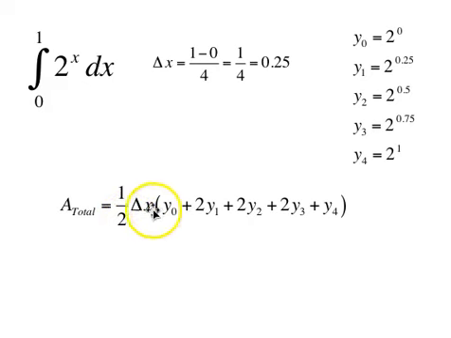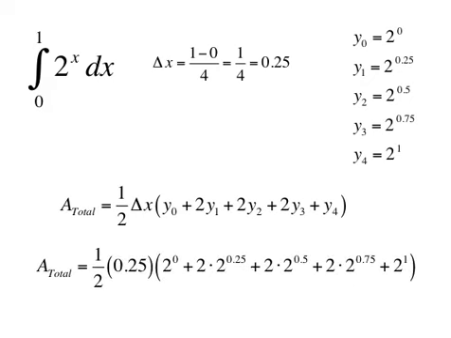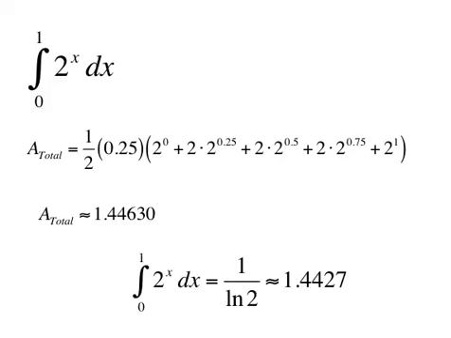One-half change in x, 1/2 times 0.25, y naught, 2 to the 0, plus 2 times y1, 2 times 2 to the 0.25, plus 2 times y2, 2 times 2 to the 0.5, plus 2 times y3, 2 times 2 to the 0.75, plus 1 times 2 to the first. 1 times 2 to the 0, 1 times 2 to the first, 2 times all that stuff in the middle. You certainly need a calculator to approximate this. What do we get? We get an approximation of 1.44630 from this.